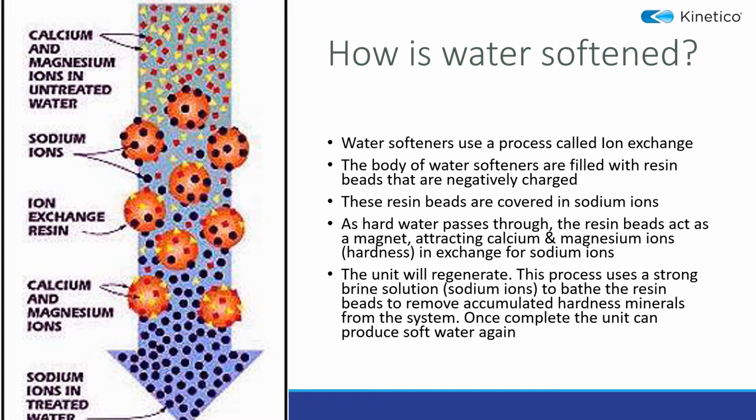Eventually, at some point, the unit will have to go into regeneration to essentially clean off the resin bed of any calcium and magnesium it has accumulated. How this process works is it uses a strong brine solution with sodium ions to bathe the resin bed to remove any accumulated hardness. Once complete, the unit can then produce soft water again.